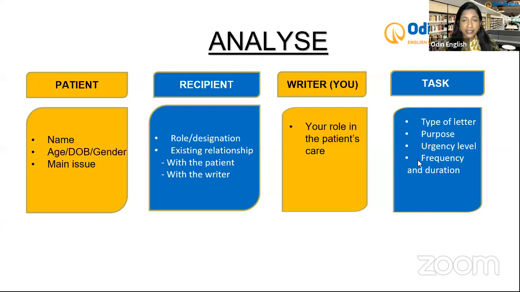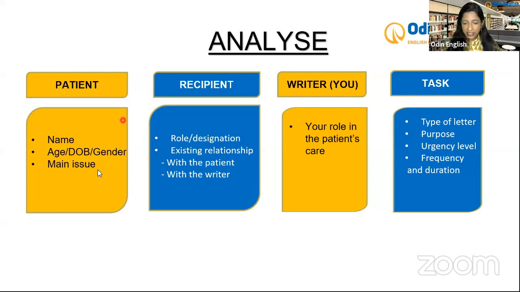First is the patient, the most important person in your letter. Look for the patient's name, look for the patient's age. Sometimes it may not be age, they'll be giving you date of birth, so date of birth would be fine. Look at the gender, and then most importantly, look at the patient's main issue. So let me repeat: the patient's name, age or date of birth and gender, and the patient's main issue. That is one of the things that you first note down.